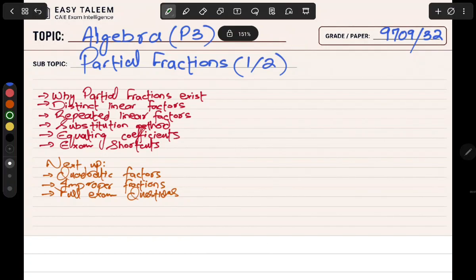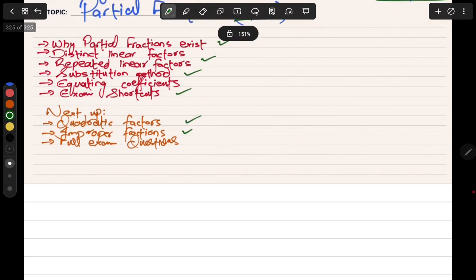In part 4 of the P3 Algebra Series 9709/32, we learned partial fractions from first principles. In this lesson, which is the first of the two lessons on partial fractions, we are going to learn why partial fractions exist, the distinct and repeated linear factors, substitution method, equating coefficients, and a few exam shortcuts. Next up, we are going to do quadratic factors, improper fractions, and then full exam questions.